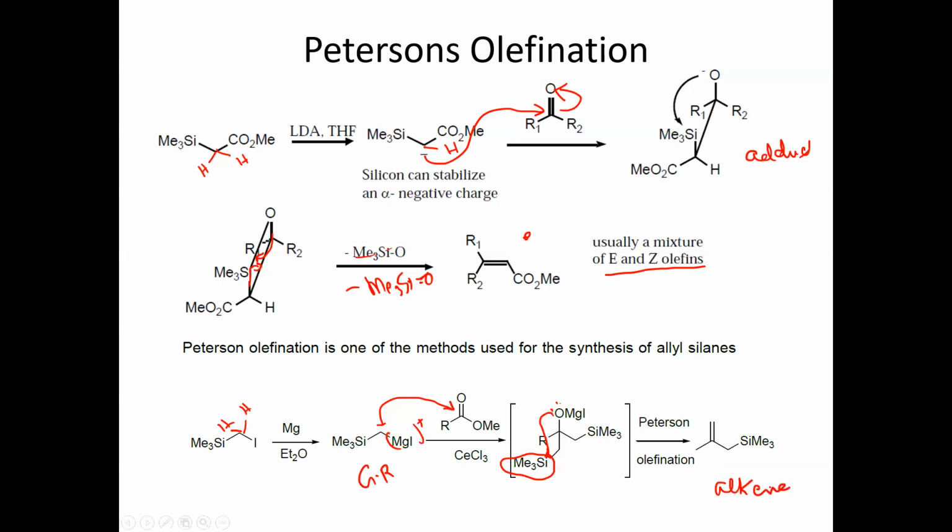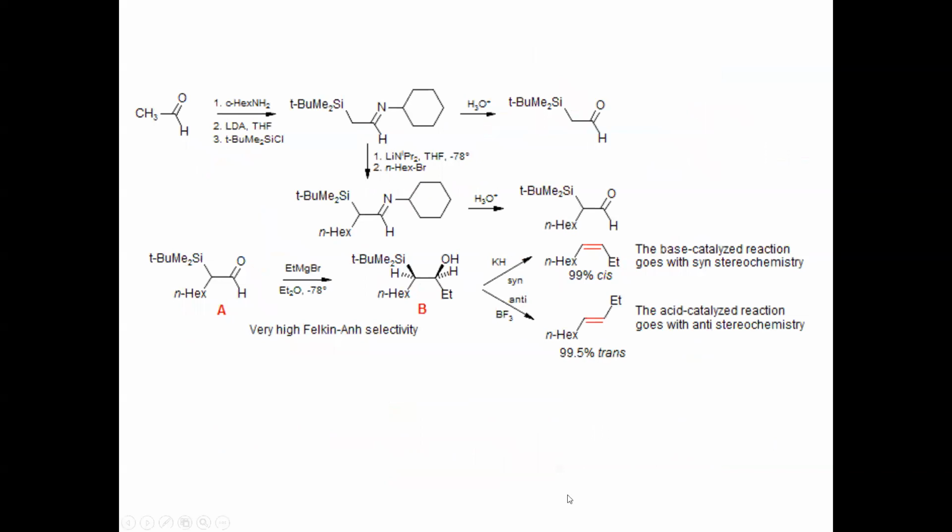This reaction is actually called Peterson's olefination. Another example of Peterson's olefination is this carbonyl compound. On treatment with the organosilicon compound in presence of tert-butyl Me2SiCl, this compound will undergo elimination and it gives you this compound.